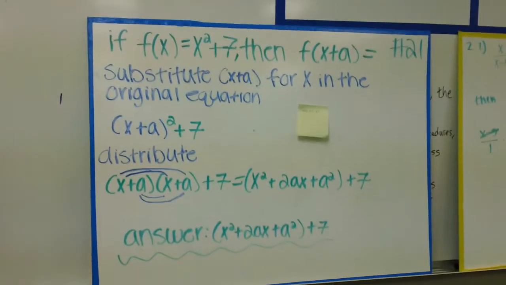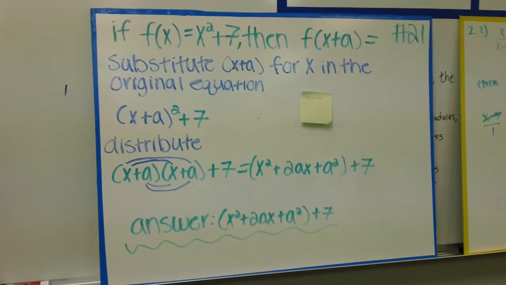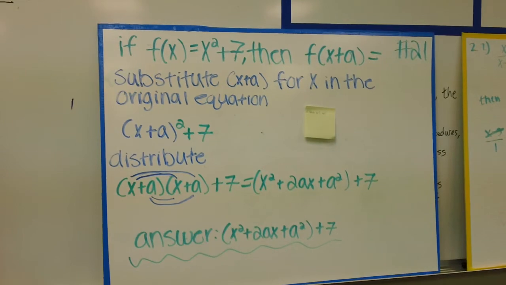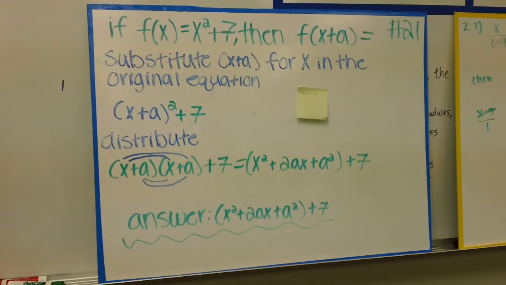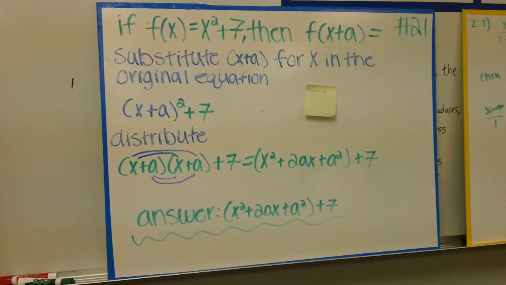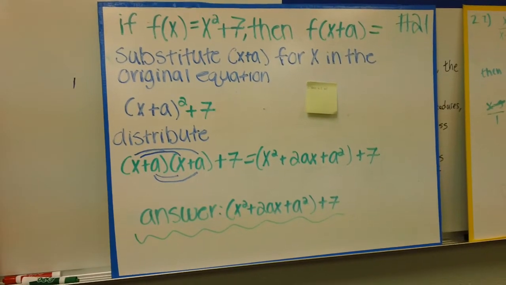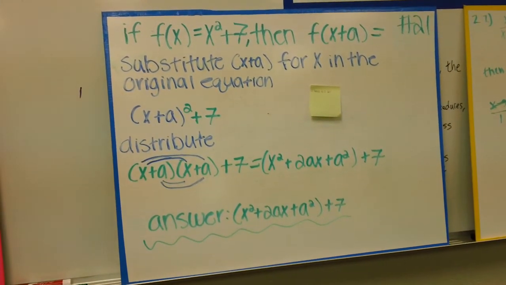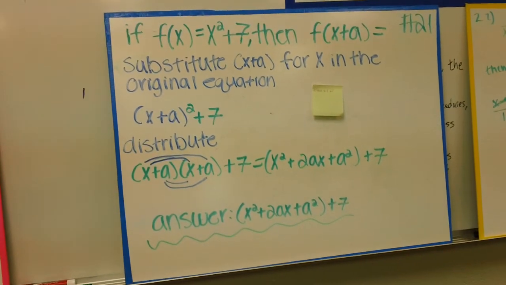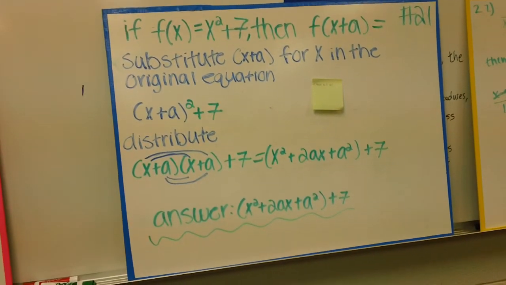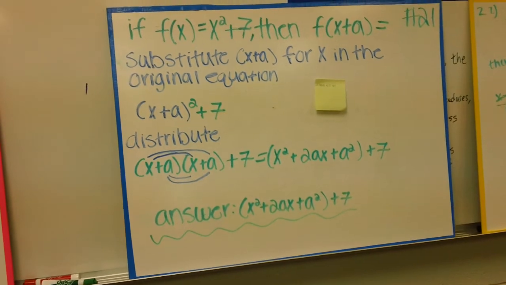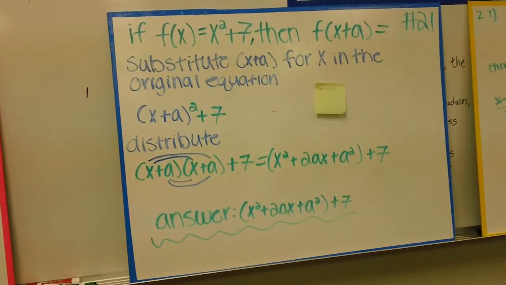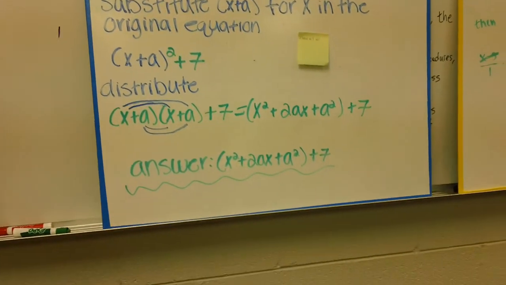Question number 21 is, if f of x equals x squared plus 7, then f of x plus a equals. You have to substitute x plus a for the x in the original equation. So you get x plus a squared plus 7, then you distribute. So then once you distribute, you're left with x squared plus 2ax plus a squared plus 7. And that's your answer.